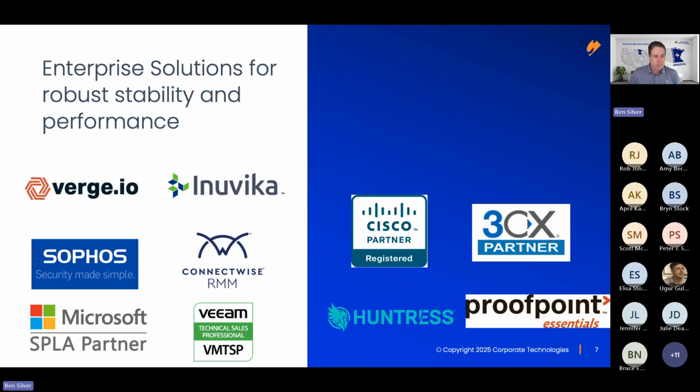We use enterprise level applications. So we're using Cisco, Proofpoint, Huntress. We're using true Microsoft licensing solutions. We're using Veeam as our backup, and we use Sophos for most of our networking infrastructure, along with your regular ConnectWise RMM tools that you're used to having today.